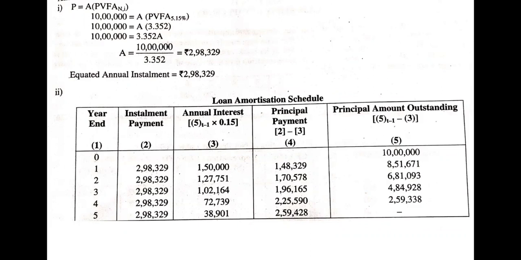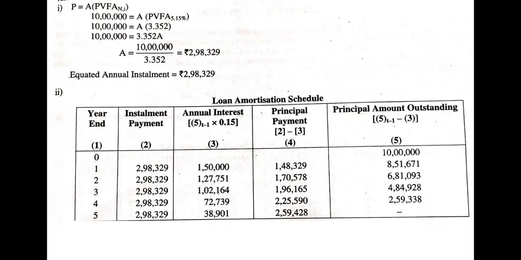Interest will be calculated on the principal amount outstanding. On 10 lakh rupees, 15% interest means 1,50,000 rupees. So 1,50,000 rupees is the interest. So principal payment is how much then? It is 2,98,329 minus 1,50,000, second column minus third column. If you do, you will get the fourth column, that is 1,48,329 rupees. Now how do you get the fifth column? That is 10 lakh minus the fourth column, 10 lakh minus 1,48,329 rupees.